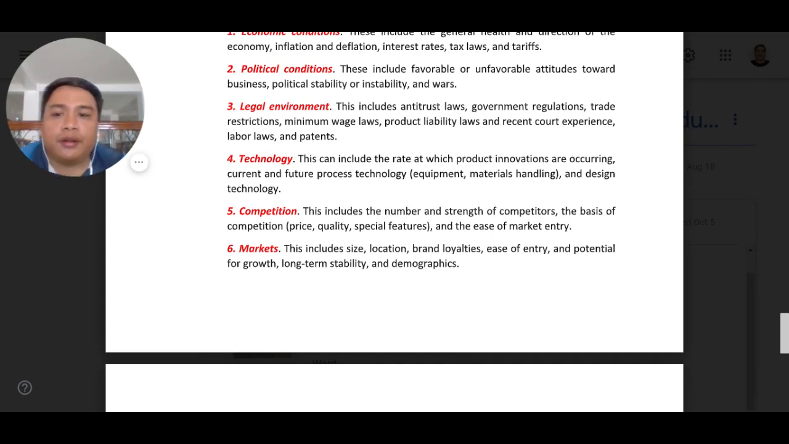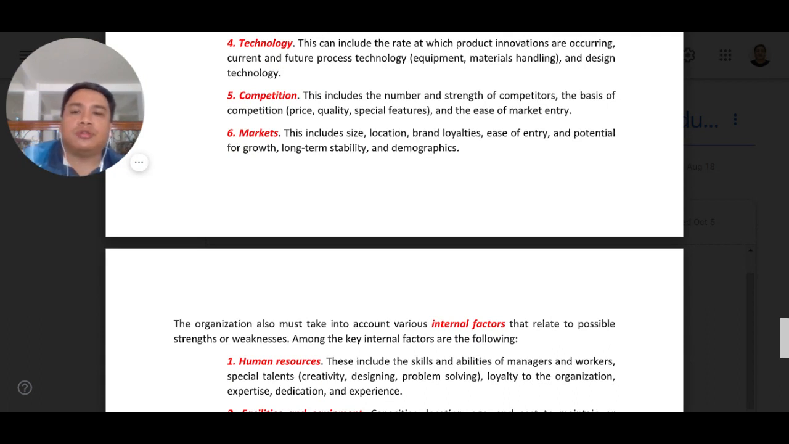Okay. Another, number five, is what we call competition, external factors, the existence of other business organizations. Paano yung competition in the market? Can they be a threat to your business organization? Okay. And markets. This includes the size, location, brand loyalties, ease of entry, potential for growth, long-term stability, and demographics. Okay. The size of your business organization. The availability, the location of your business, brand loyalties.